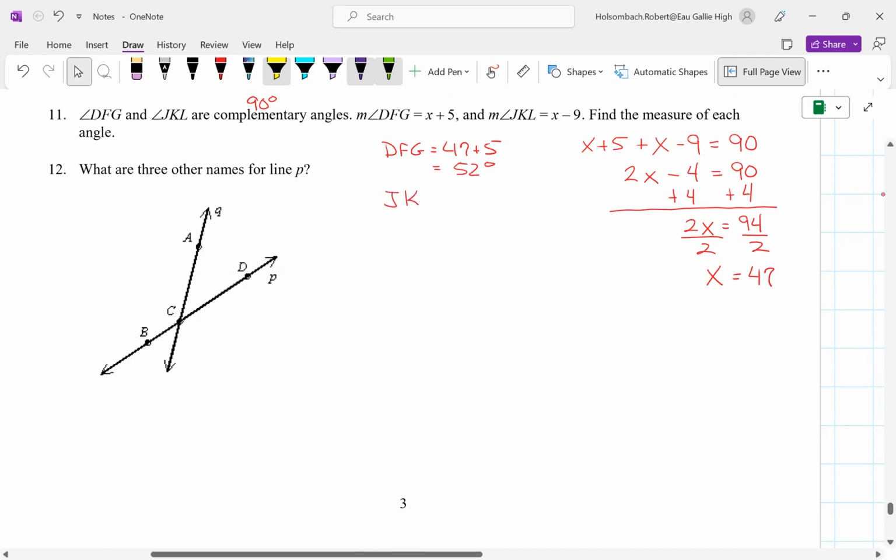JKL is equal to 47 minus 9, which is 38 degrees. There's your two angles. Complementary angles sum 90. Supplementary angles sum 180.